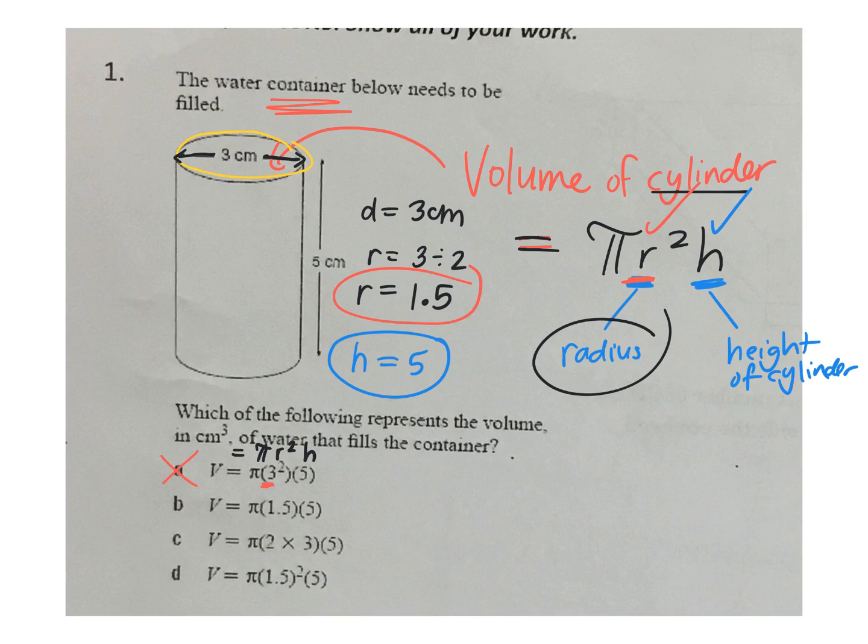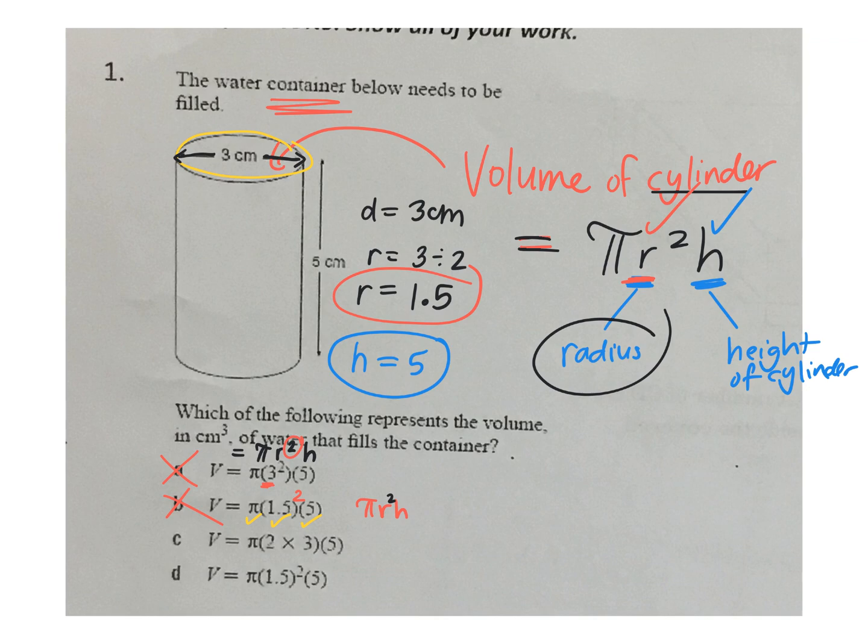Option B has pi, radius, and height. Are those the correct values? Are the numbers correct? What are they missing? The squared. So that can't be correct. B was just pi times r times h, which is not the correct formula. The correct formula has to have r squared.